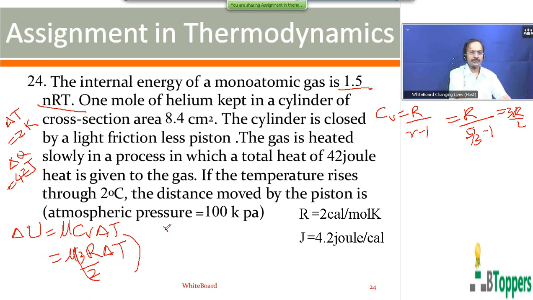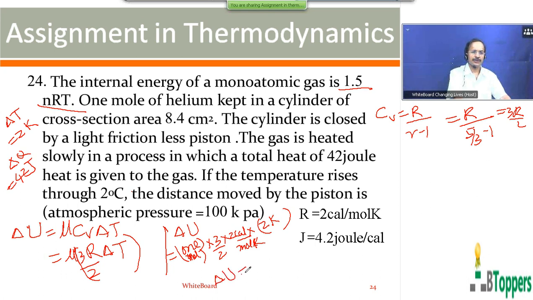So here, the change in energy of the gas will be equal to mu, which is 1 mole here, into 3 by 2 into R, where R is 2 calorie per mole per Kelvin, into delta T, which is 2 Kelvin. Simplify this and you get delta U equal to 6 calories.